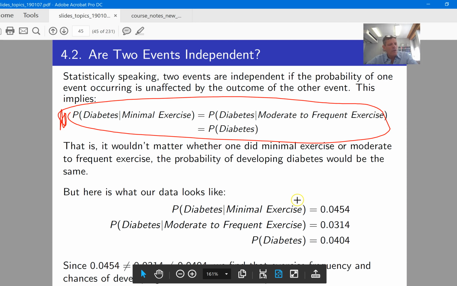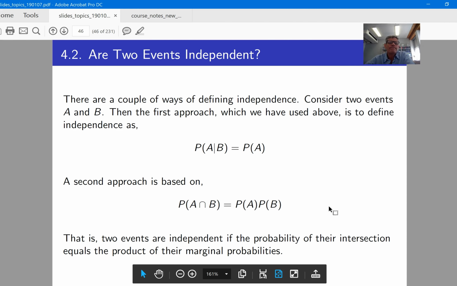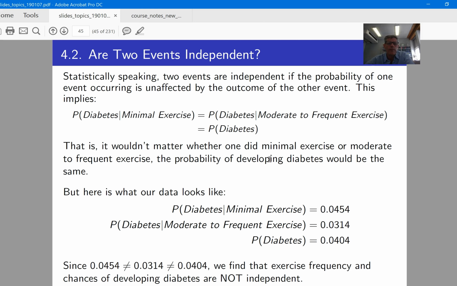In this case, we've got something where, not surprisingly, we do start to see a connection between the two of them, and that's essentially what independence is telling us about here. Okay, so we've defined independence by saying that A and B are independent if the probability of A given B taking a particular value is the same as the overall probability of A. So the probability of diabetes given minimal exercise is just the same as the probability of diabetes overall.